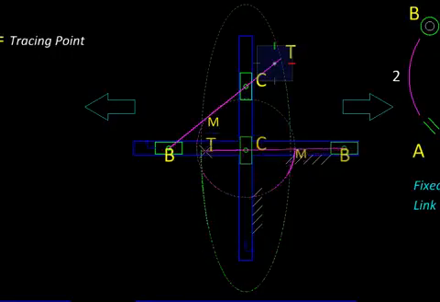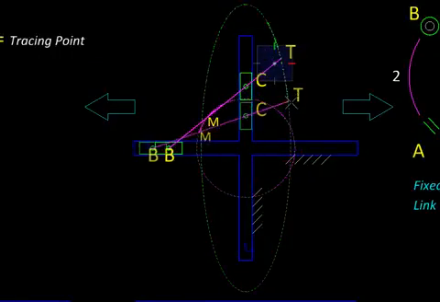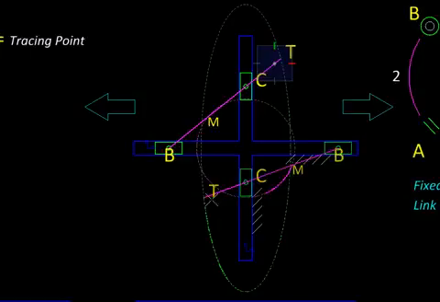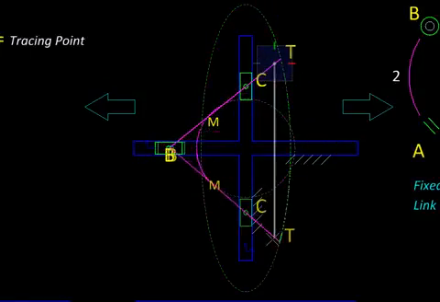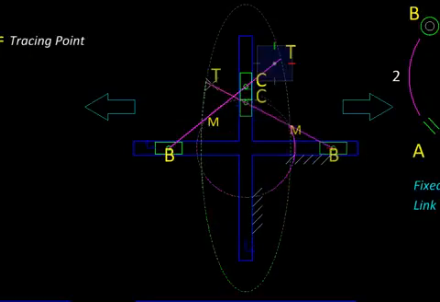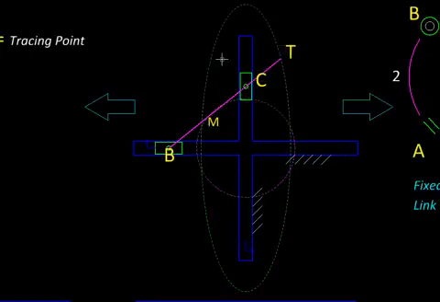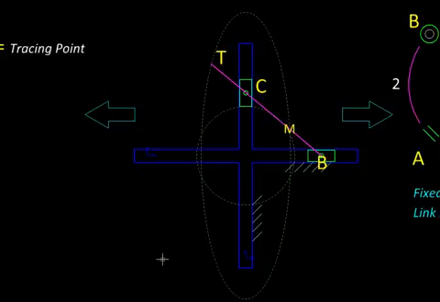You will notice T is tracing a perfect ellipse while M is tracing a circle. We will see in a short while how they do it, but because we are getting an ellipse, this mechanism is called an elliptical trammel. Now it might seem rather mysterious how we are getting a perfect circle here and a perfect ellipse from such a simple looking mechanism.